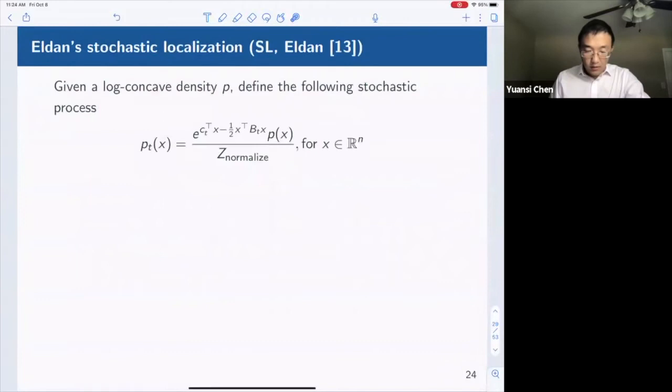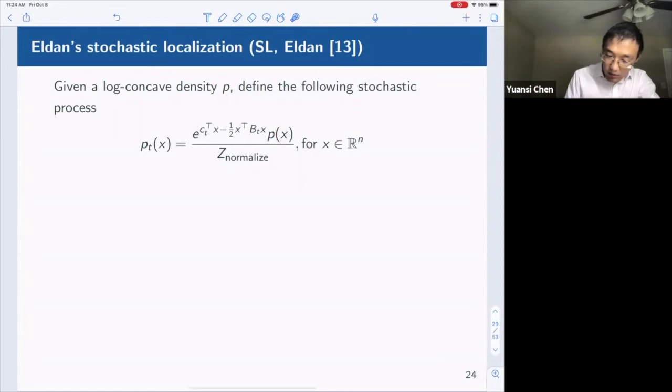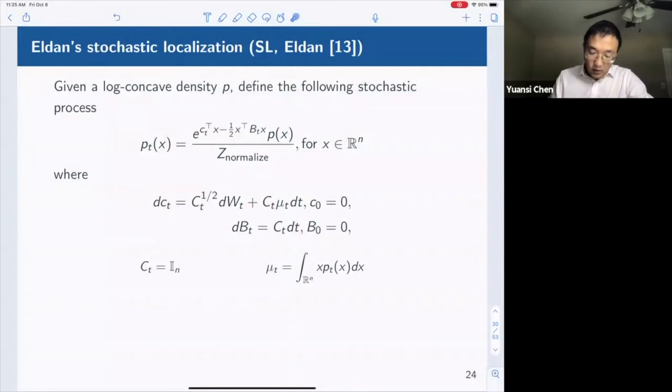Okay, so this idea of letting epsilon tend to zero and making this process rigorous is formalized in this way. You have an original density P, log-concave, and you have a process indexed by time t, where at each time you multiply P by e to the some quadratic function. That's the idea, getting it multiplied by some Gaussian part. And what are this C_t and B_t? They are specified using this stochastic differential equation here.